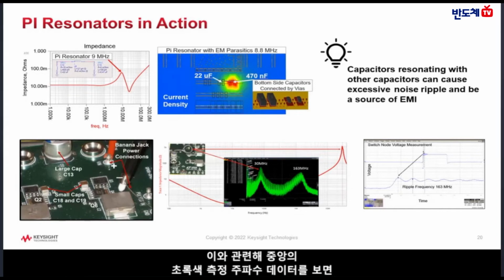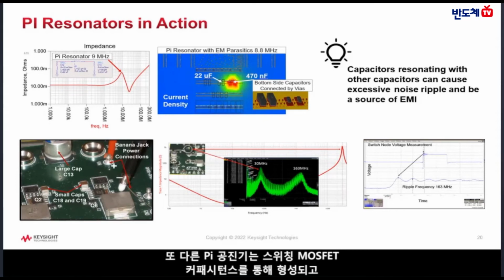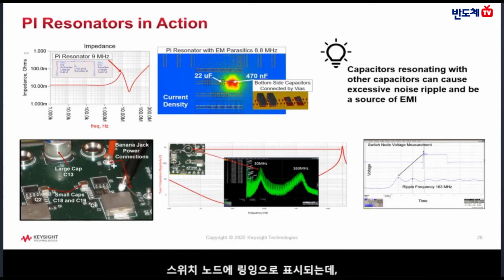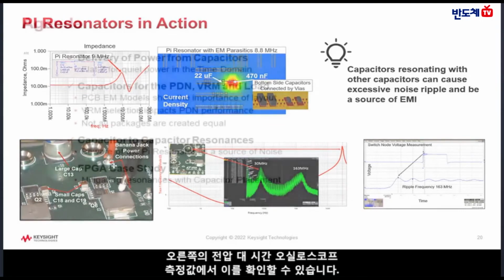This shows up as near-field radiated noise at 30 MHz near the small capacitors, shown in the middle green measured frequency data. Another pi resonator forms with the switching MOSFET capacitance and shows up as ringing on the switch node, shown in the voltage versus time oscilloscope measurement on the right.